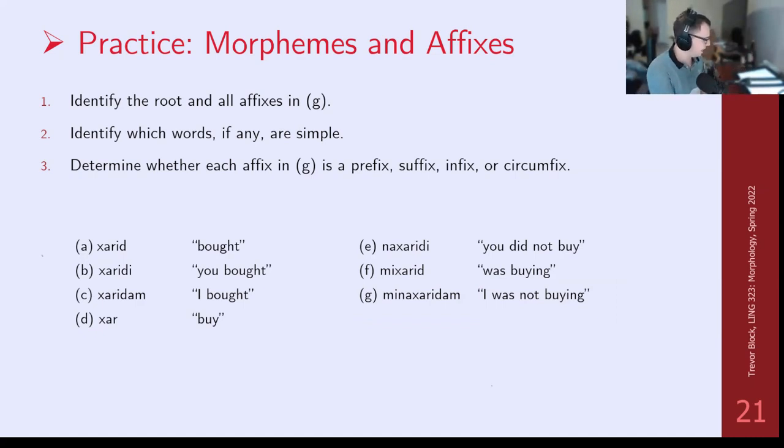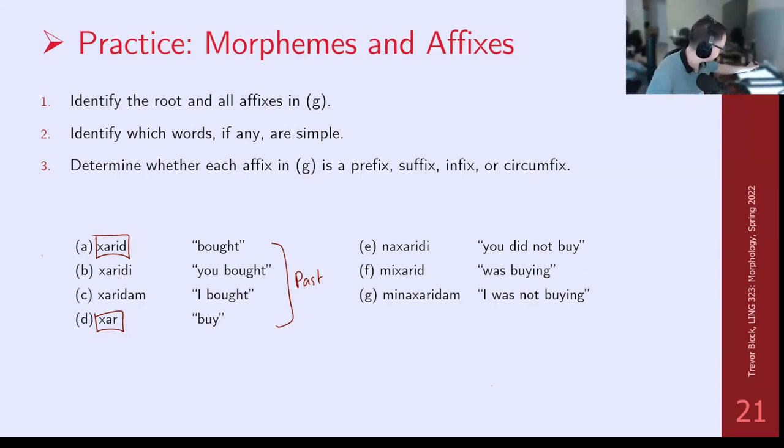So identify the root and all affixes in G. Whenever you have a data set, and I know I'm talking about this after you've done it, it's always good to stumble a little bit on your own before having a procedure refreshed. It's often a good idea to try to find minimal pairs. In phonology, a minimal pair is where two words differ by one sound. But in morphology, we're looking where two things change by one meaning. So if we compare D and A, buy and bought, what's the difference here? The difference is past tense.